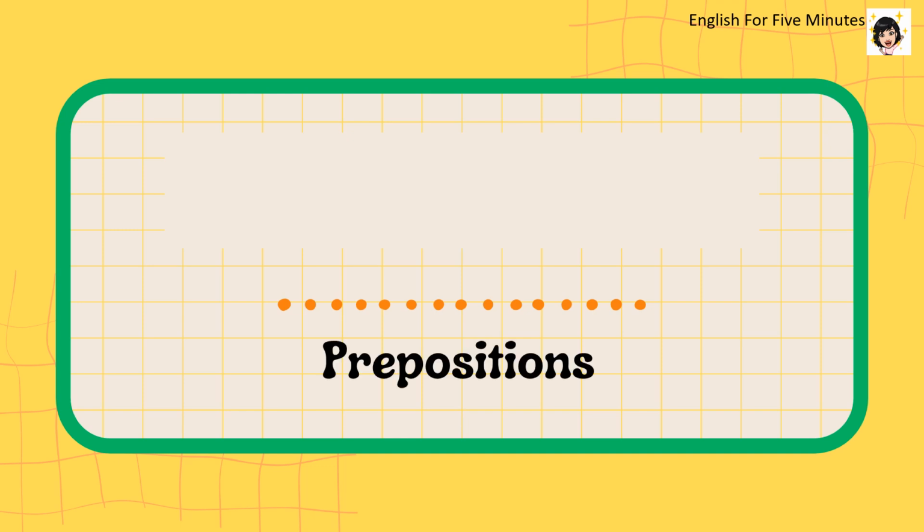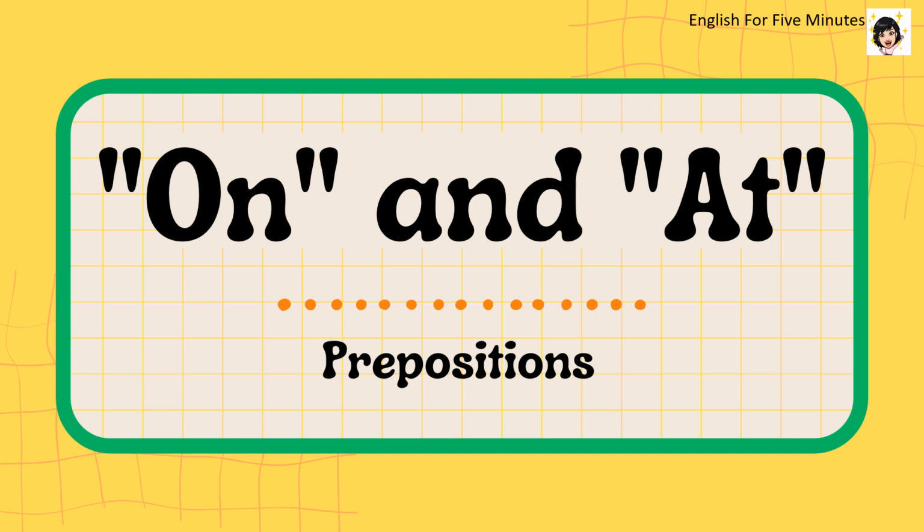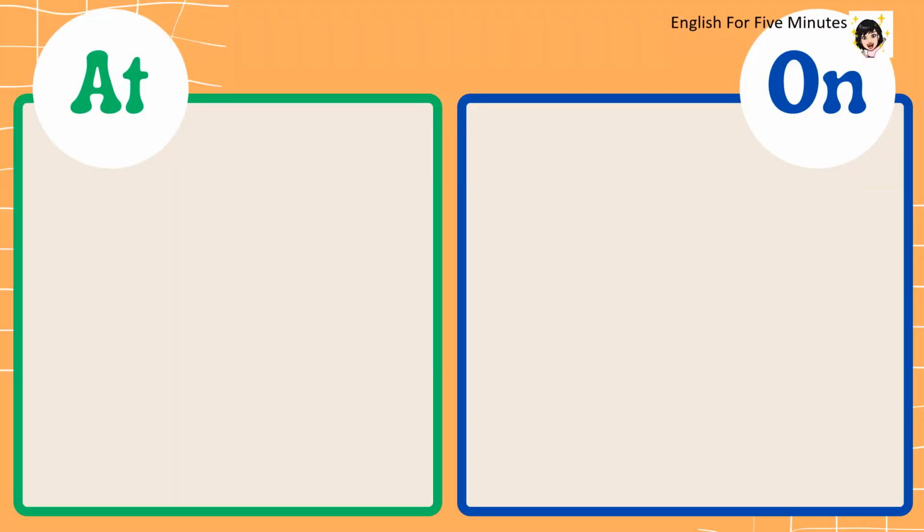Today, we learn about the prepositions on and at and how to use them in sentences. Don't forget to write them down on paper and practice them daily. Okay, let's get started. From this screen until the end of the lessons, you will see two columns, one for the preposition at, and the other one for preposition on. This way, you can see clearly the differences between the two prepositions in sentences.